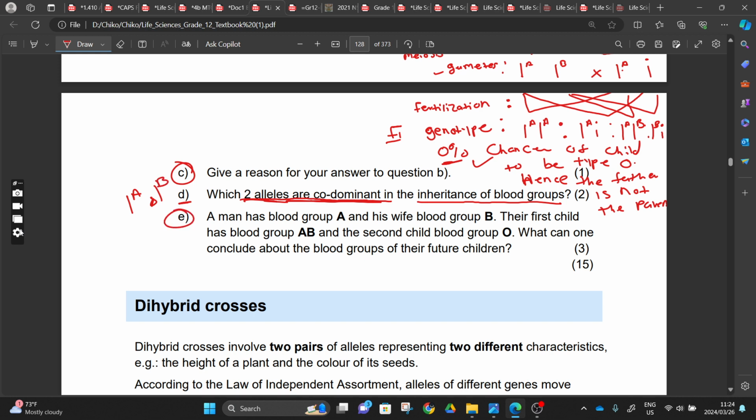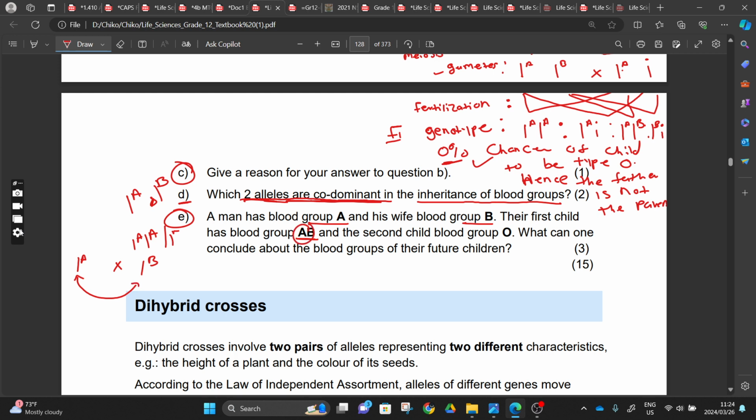And then number E, a man has blood group A and his wife has blood group B. Now we know the possibilities. It might be AA or Ai, depending. But their first child has blood group AB. Possibility, yes, because in this scenario multiplied by this scenario, there's a possibility of this and this to merge, hence this one.